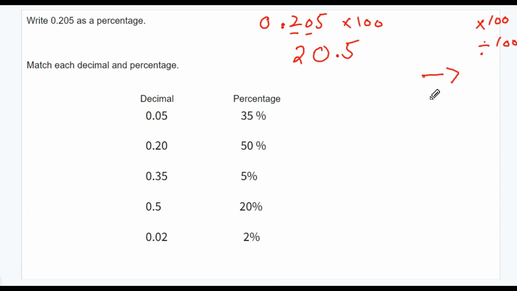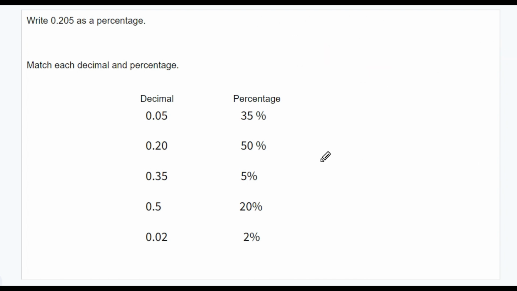Very simple. Okay, so now what we need to do, we need to write a percentage sign over here as well. Why? Because we have converted into percentage, so you need to write a percentage sign. Now you need to do this table. You have to match each decimal with its percentage.